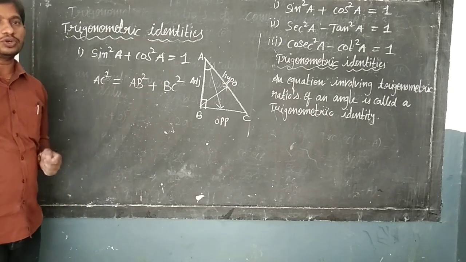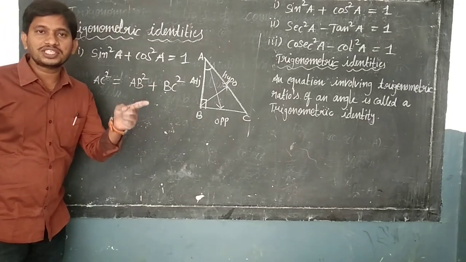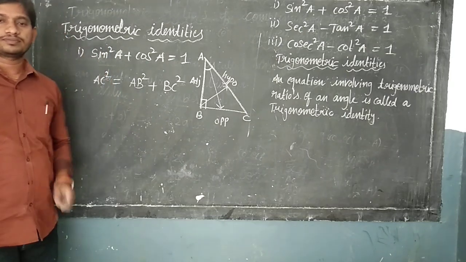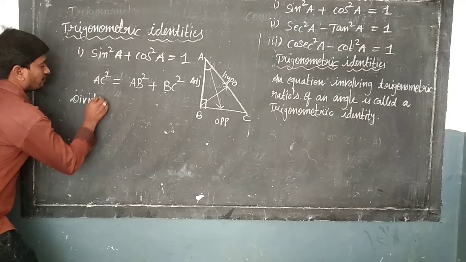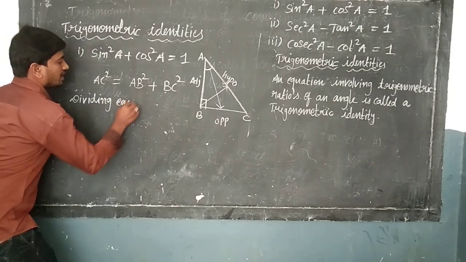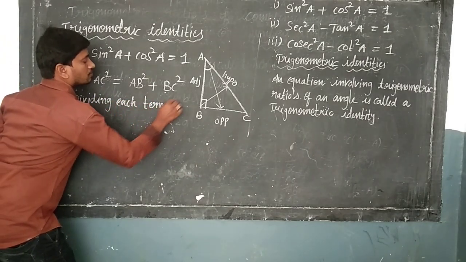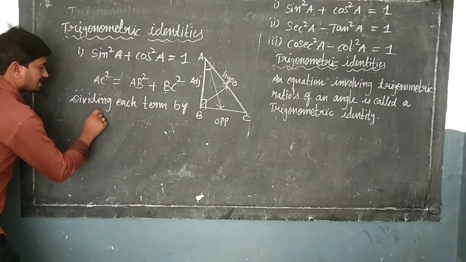Okay. Now what do you do? Dividing each term by AC square. Let me write: dividing each term by AC square.